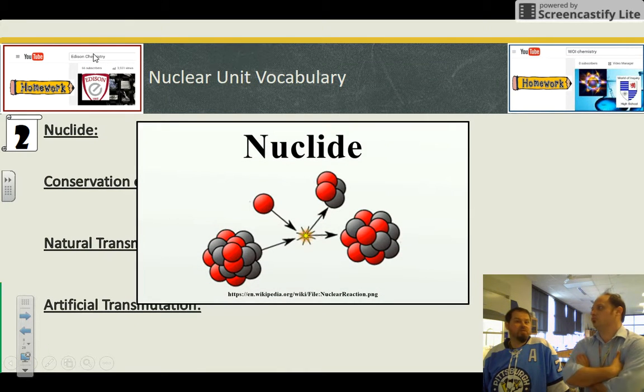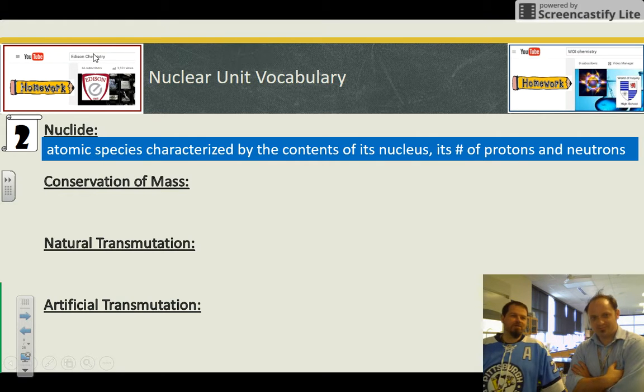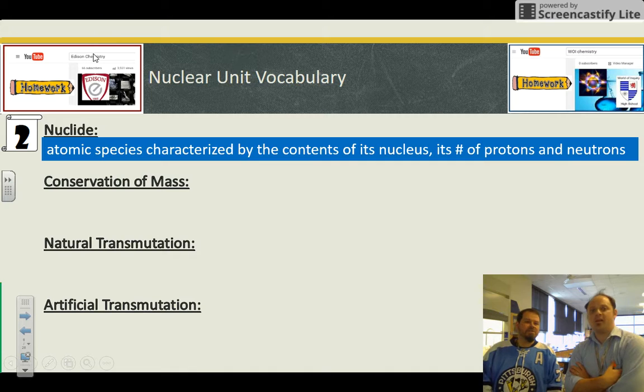Nuclide, which is a weird way to say that word, because it looks like nuclide. It's both. I've only heard it pronounced nucleide. Anyways, this is the atomic species characterized by the contents of its nucleus, hence its number of protons and neutrons. Nuclides are particles that will undergo transmutations, disintegrations. When we say it, we're talking about particles that have protons and neutrons, parts of the nucleus, if you will.